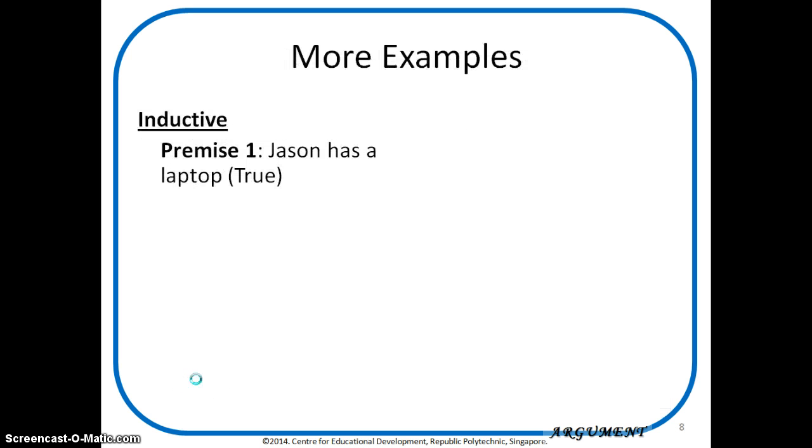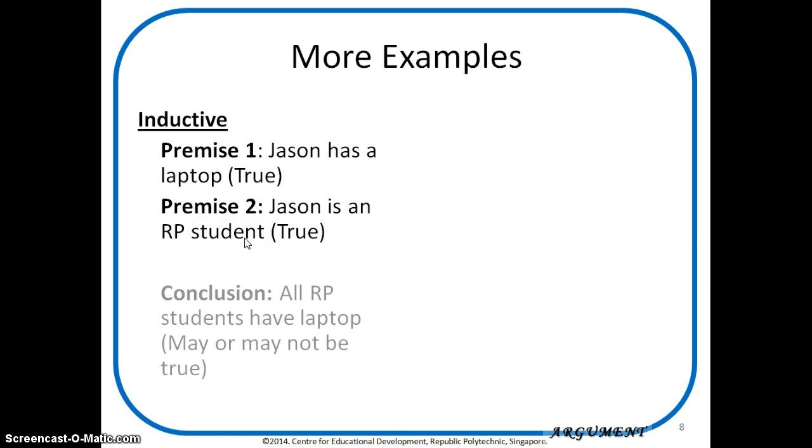Let me give you another example. Perhaps this should illustrate this even better. So for example, an inductive argument could be something like this. Premise one is that Jason has a laptop, and this is true, observed to be true. Premise two, Jason is an RP student, and that is true. Now the conclusion is all RP students have laptops. Now this may or may not be true, but this conclusion was made based on inductive reasoning.